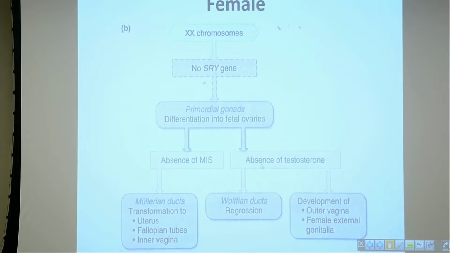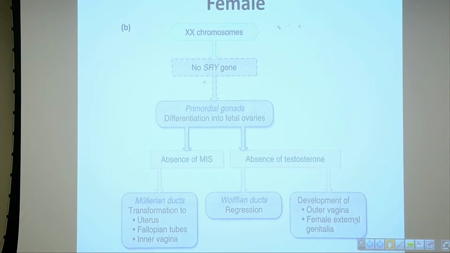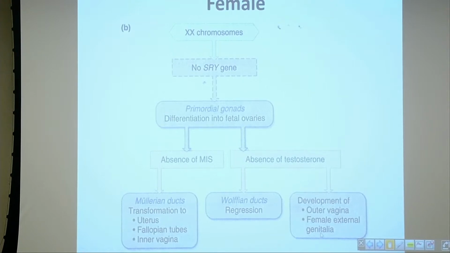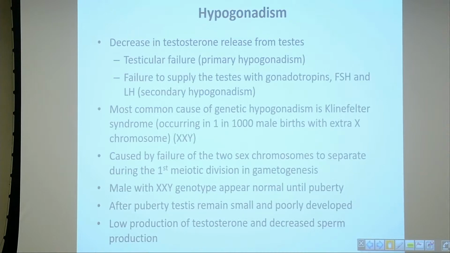Because of the absence of the Leydig cells, there is no testosterone. If there is no testosterone, the Wolffian duct will regress, and there will be no development of the male reproductive tract. Then the development of the outer vagina and the female external genitalia will follow through the process. So this is the summary of both male and female sexual differentiation, which is regulated by different types of things.